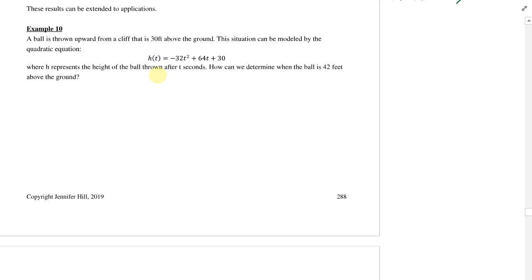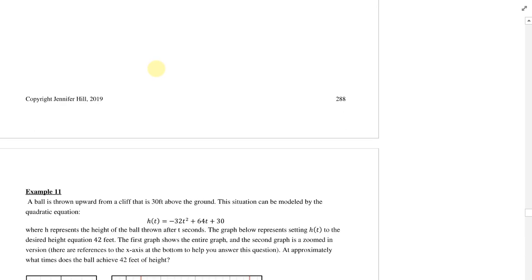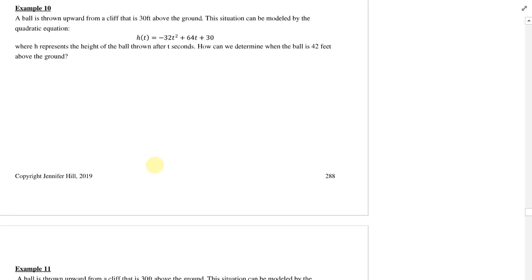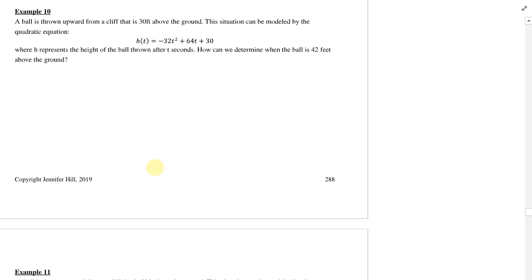I know this video is a little bit longer, but I want to just get this done with since there's not much left. So, example 10. Now I want to add in a new piece of information off of the exercise we just did. A ball is thrown upwards from a cliff that is 30 feet above the ground. Sounds familiar. This situation could be modeled by this quadratic equation.